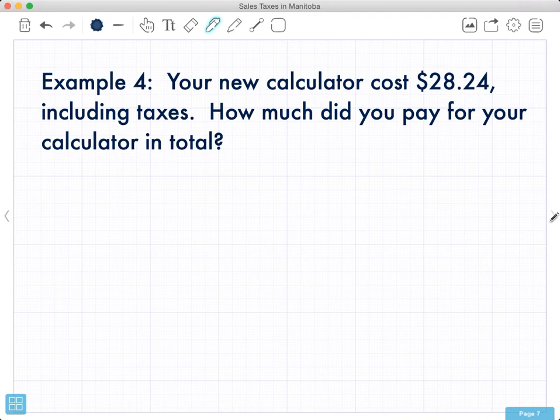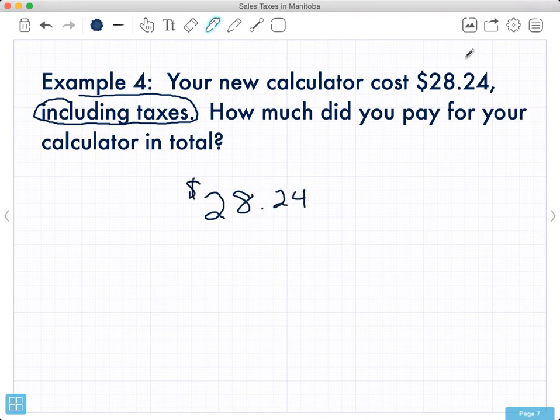In our last example, we really just want to look at what this phrase means, including taxes. Your new calculator costs $28.24 including taxes. How much did you pay for your calculator in total? The answer requires no calculation. It's $28.24. The phrase including taxes means the price that they've reported has already had the taxes added onto it. You'll see this every now and again in math class if your teacher wants to focus not on the taxes being added, but on some other facet of the question. So just watch out for that word. If it says including taxes, that means taxes have already been added on and you don't need to add taxes in yourself.